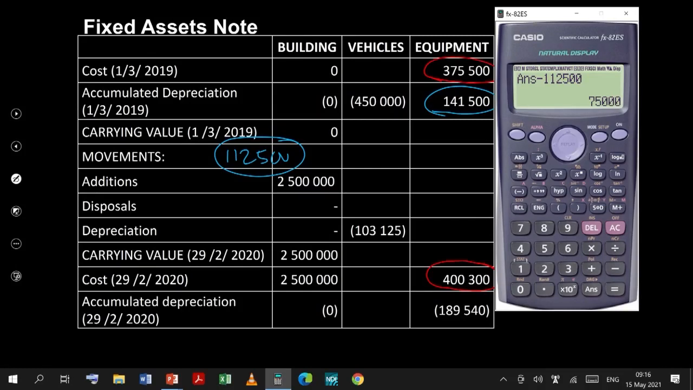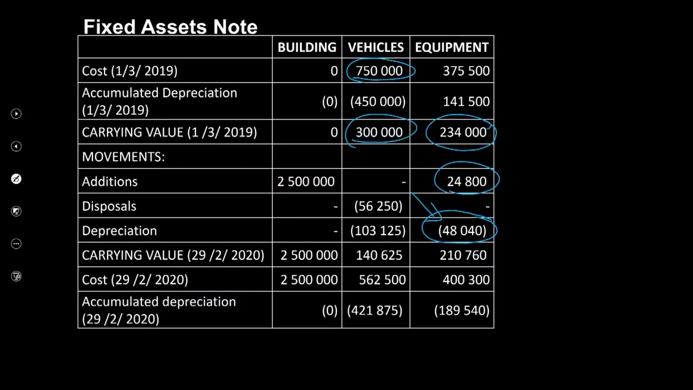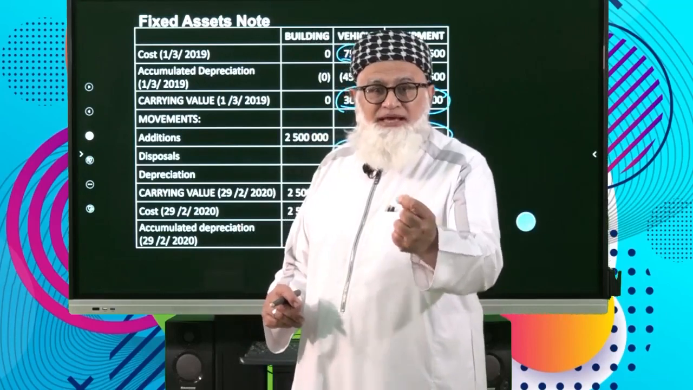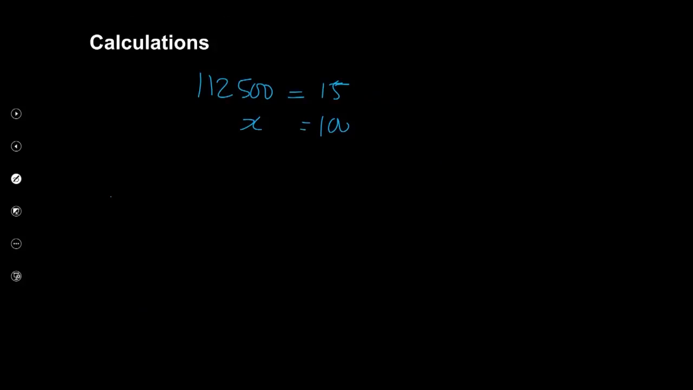Okay, so now this means therefore, if you look at your vehicles figure, let's fit in all the figures that we have. Okay, there we go. Now, if you look at your 56,250, that would be your disposal at your carrying value. Okay? Now, once again, what is important is when you are doing this calculation, make sure that you have your cost price minus your accumulated depreciation, which is equal to your carrying value, right?